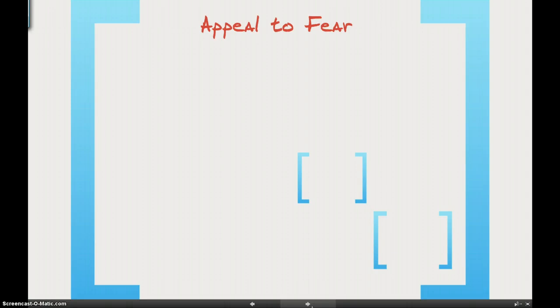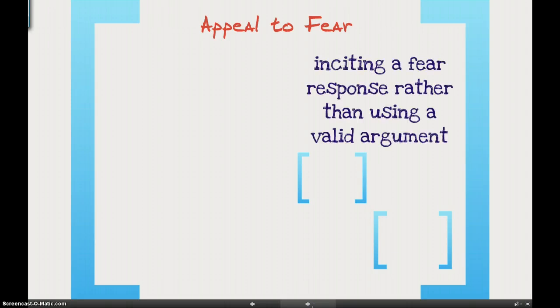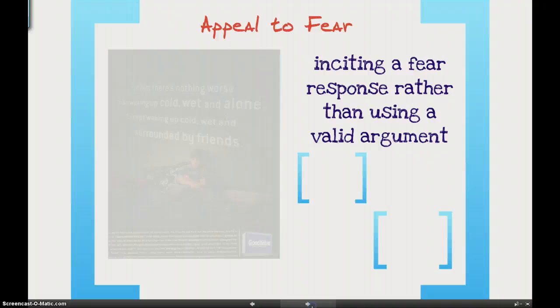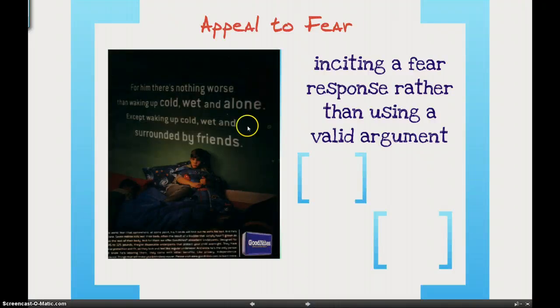First is appeal to fear. This is when someone incites fear rather than using a valid argument. Here's an example. We have this kid. For him, there's nothing worse than waking up cold, wet, and alone, except waking up cold, wet, and surrounded by friends. So you see this is an ad for Good Nights, and this is basically trying to scare parents and kids into getting this product, instead of giving good, valid reasons for buying this product.